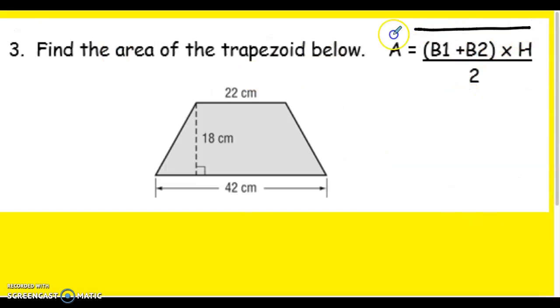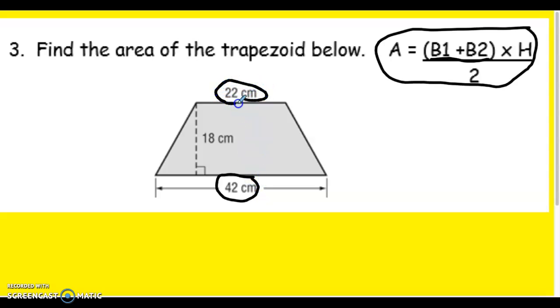Okay, here's the formula for the trapezoid. So area equals base 1 plus base 2 multiplied by the height divided by 2. So these are your bases. Base 1, base 2. It doesn't matter actually if you call this base 1 or this base 1 because the numbers get added together anyway. So you're going to add together the bases, times that by the height, and then divide by 2.